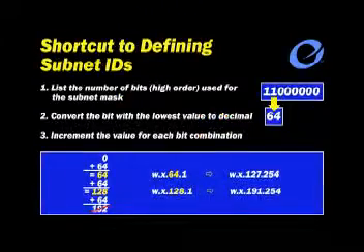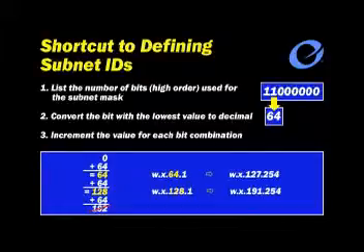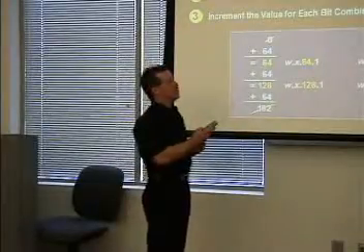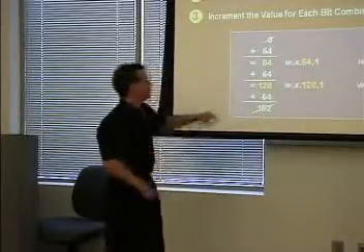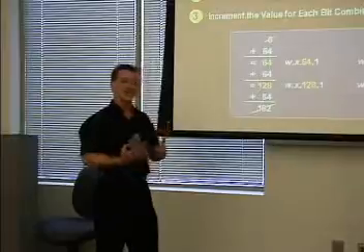We also see a shortcut on the next slide to defining subnet IDs, which is, notice that the first step, we list the number of bits in high order used for the subnet mask. In our case, it looks like we've come up with the value of 192. The first step is to list the number of bits in high order used for the subnet mask. We have a decimal value of 192, which is represented as 11 and 6 zeros in binary format. Notice we've taken the lowest high order bit, represented this, and then we add this value to itself.